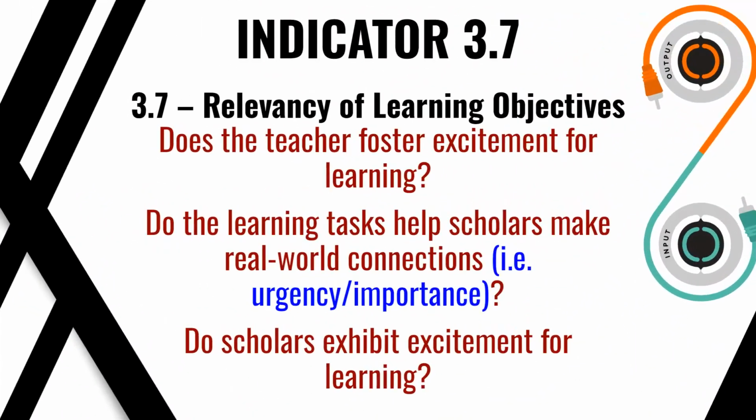3.7 is relevancy of learning objectives. How relevant is this to my life today? That is important. Our network scholars absolutely need to know that. If we want our scholars to retain the information they are learning, if we miss this component, it's a challenge. So, relevancy of learning to the objective.